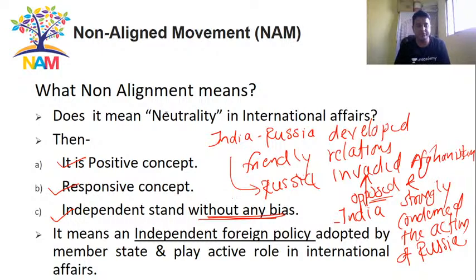Clear to everyone? So if we sum up what we have written, non-alignment means an independent foreign policy adopted by the member states, and playing an active role in international affairs. So what does non-aligned mean? Independent foreign policy adopted by member states and, this word is very important, active role in international affairs. Clear, everyone?